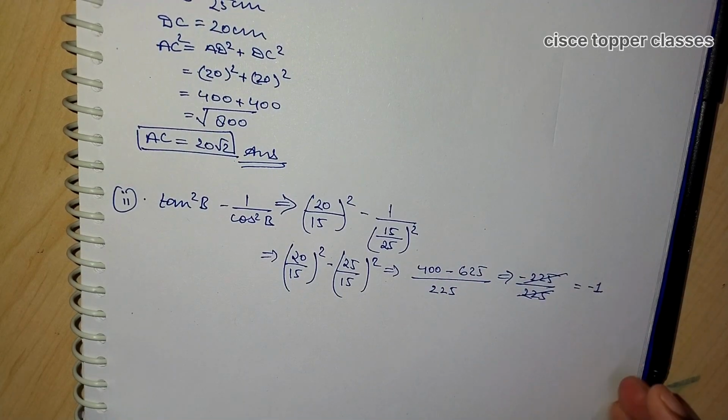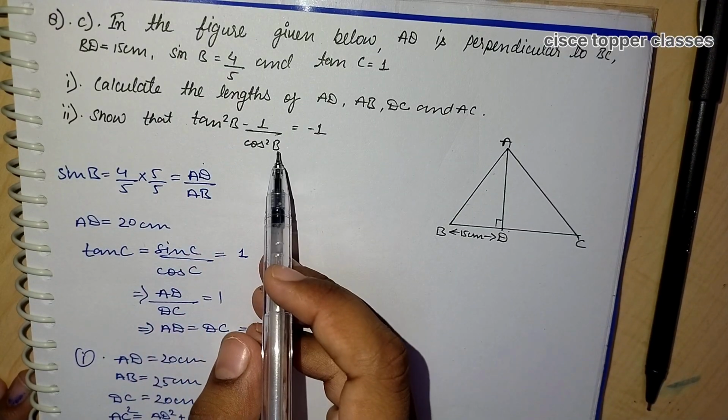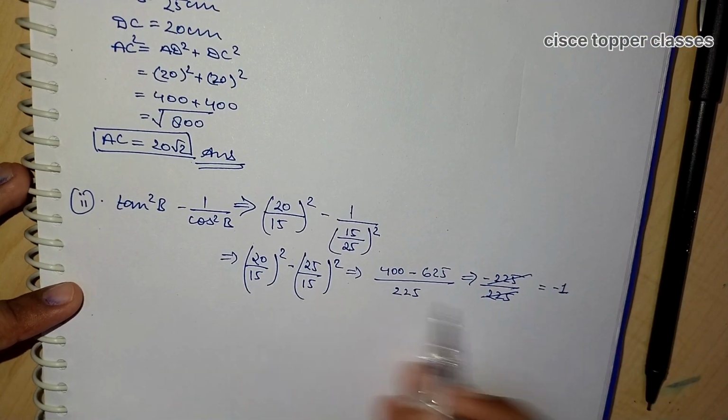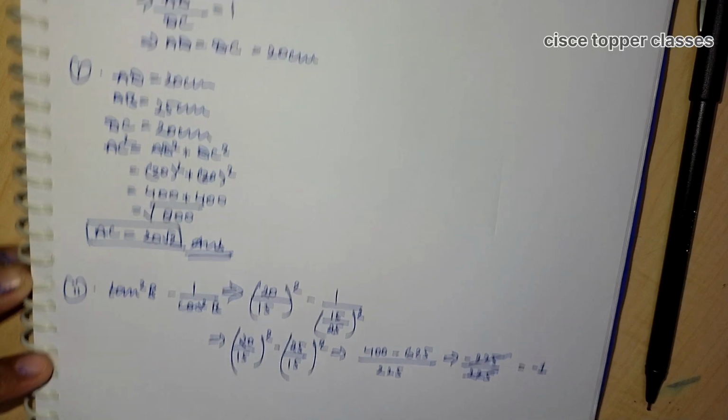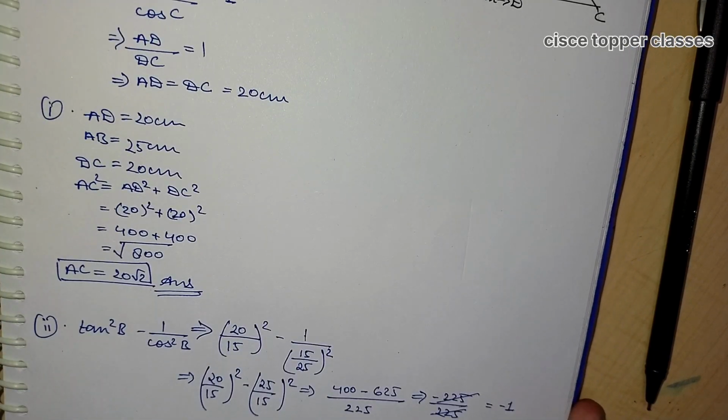And this is only what we have to prove in this question, that show that tan square B minus 1 by cos square B is equal to minus 1. So this we have proved here. So this is the final solution of the third part. This is the solution of this question.